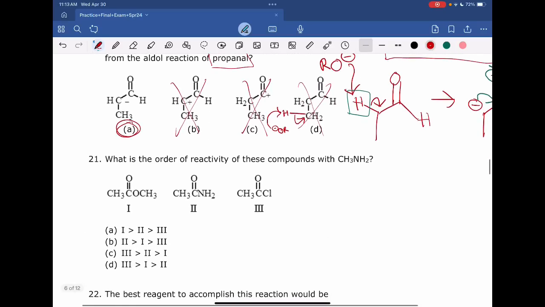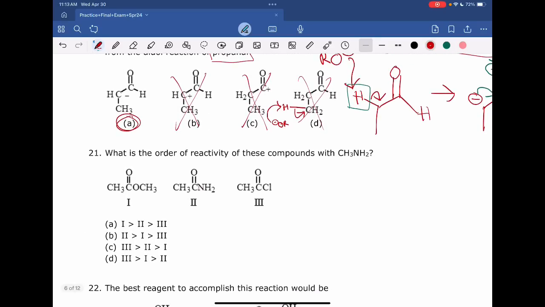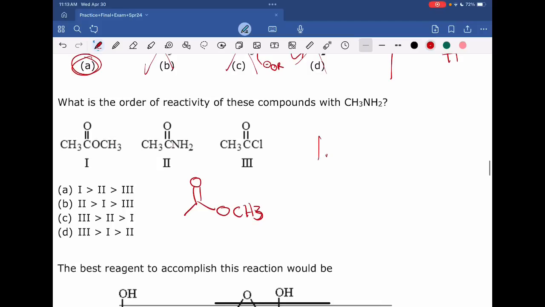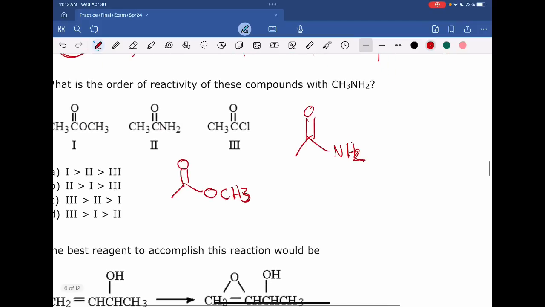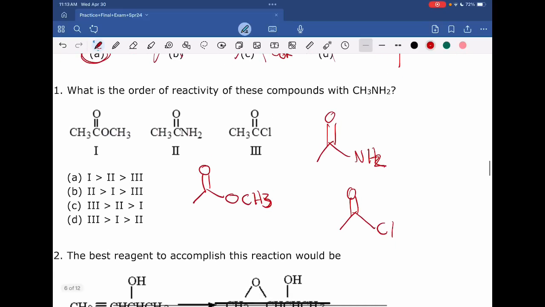What is the order of reactivity of these compounds with methylamine? Okay. We have just a bunch of carbonyls. I'll redraw them. OCH3. And then NH2. And then an acid chloride. So, how are these different? We know that methylamine has to come and attack the carbonyl.